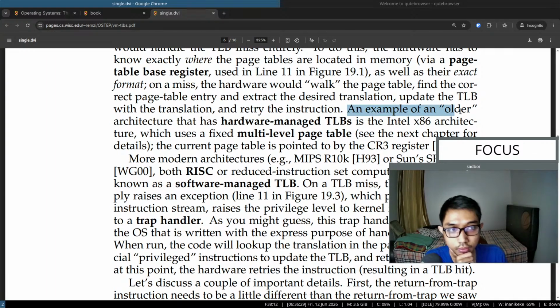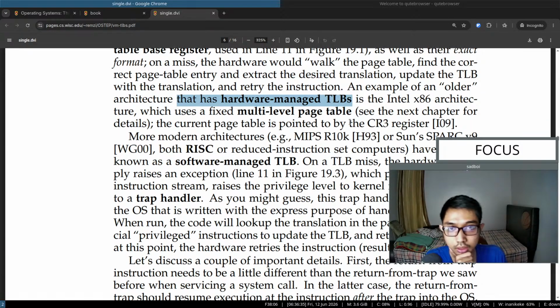An example of an older architecture that has a hardware managed TLB, or translation look-aside buffer, is the Intel x86 architecture, which uses a fixed multi-level page table. See the next chapter for details.